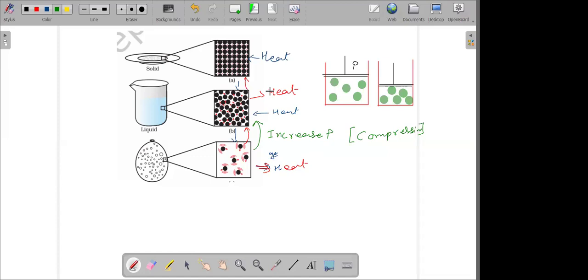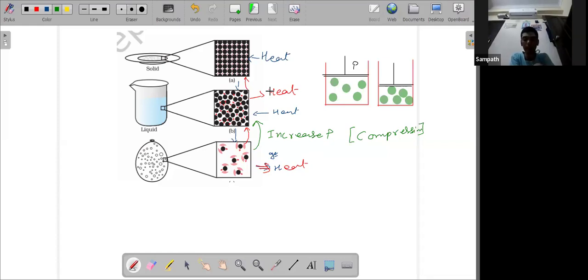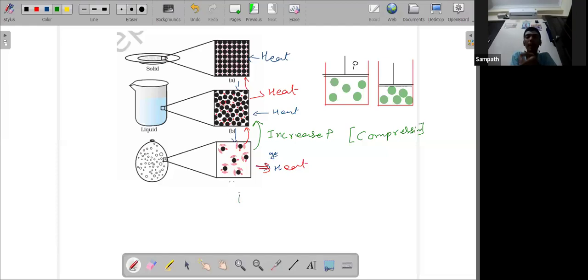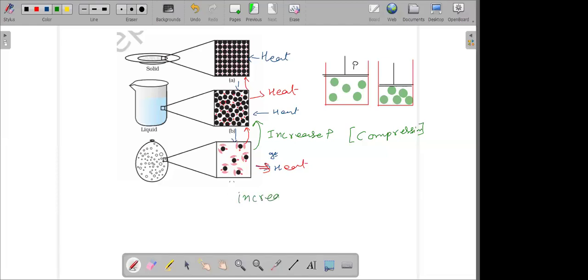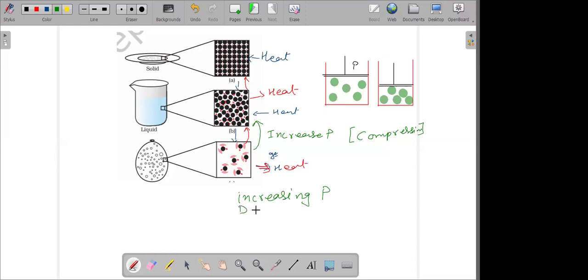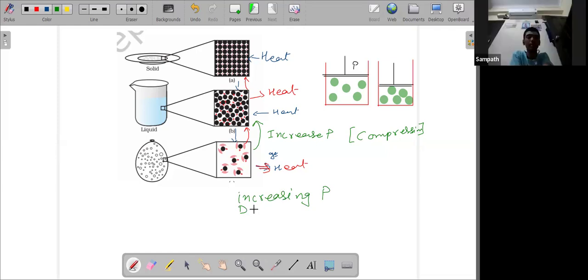Sir, by decreasing the pressure and increasing the temperature, can we also convert solid to liquid to gas? Repeat your question. Sir, by decreasing the pressure... Okay, your first point is increasing the pressure, and what's the second thing? Decreasing the pressure or decreasing the temperature? Temperature.